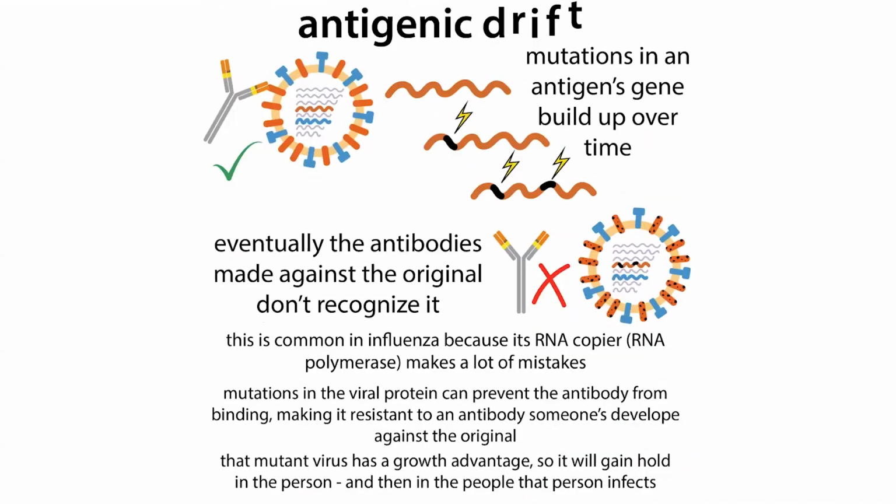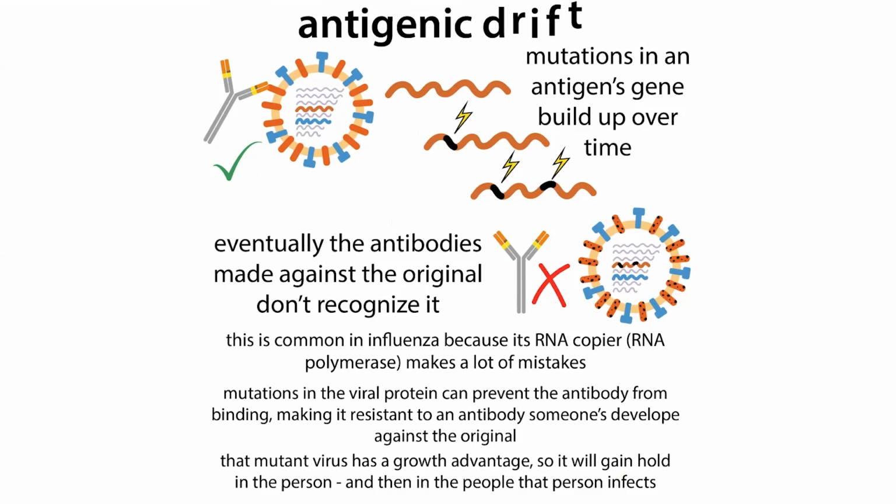With antigenic drift, you have these mutations in an antigen's gene that build up over time. And what happens is that those antibodies become gradually less and less effective. And then ultimately they don't recognize that original antigen, but it happens gradually over time. But it does happen a lot in influenza, especially because the RDRP, the influenza's RNA copier, doesn't have proofreading ability. And so it's going to acquire those random mutations.